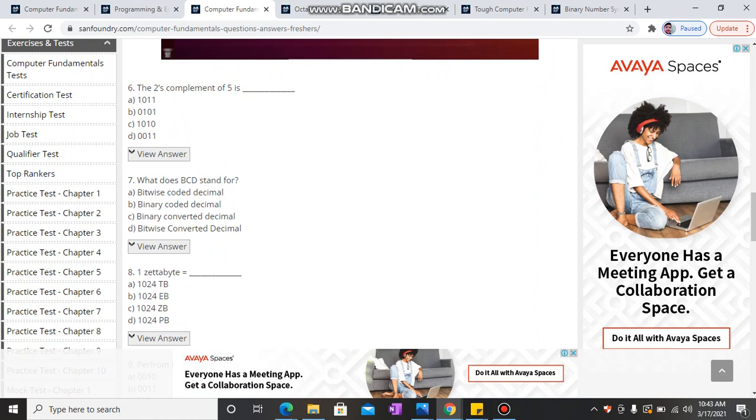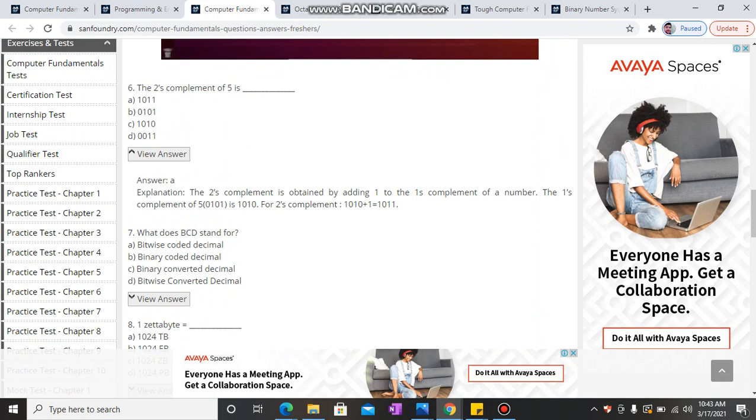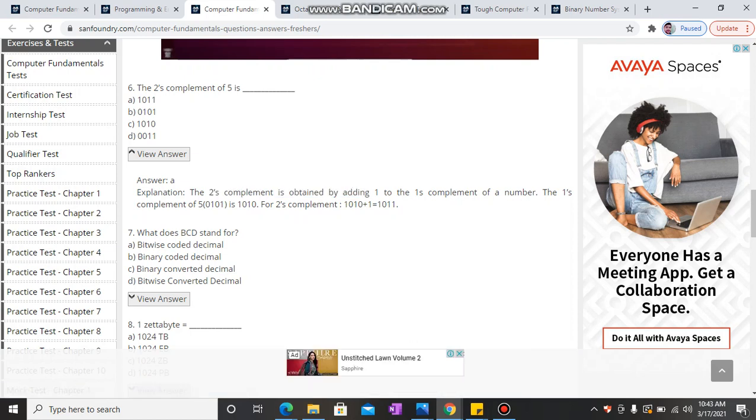Okay, the 2's complement of 5 is, that is A. How can we say that? Let's just solve it. The 2's complement is obtained by adding 1 to the 1's complement of the number. The 1's complement of 5, which is 0101, is 1010. So for the 2's complement, 1010 plus 1 equals 1011, right?